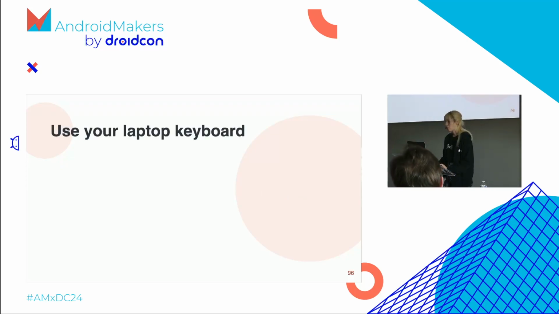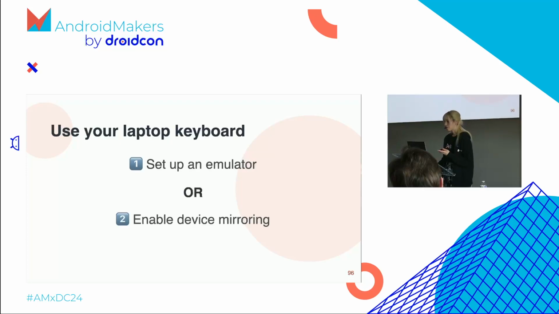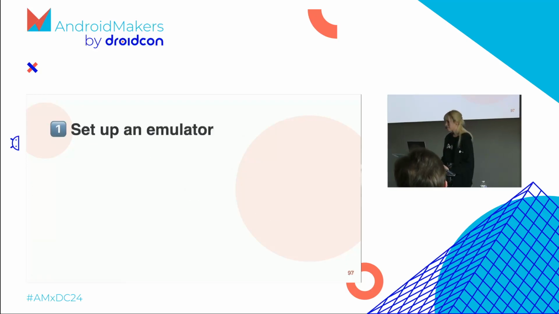But when developing, you probably prefer to use your laptop keyboard, I'm guessing. And you can do that. You actually have 2 options with Android Studio. You can either use the emulator, or you can use a real device through the device mirroring options. So let's go over how to set that up.